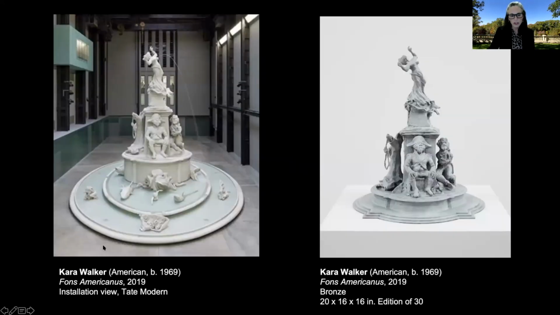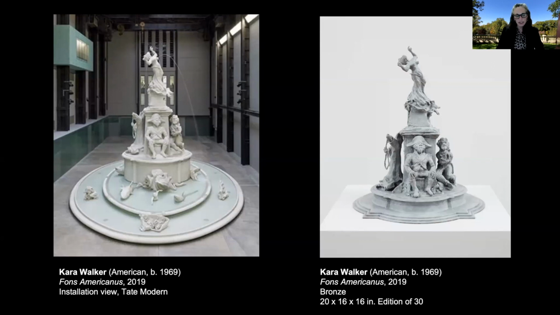So what you're seeing here are two works by Kara Walker. Kara Walker is an artist who many of you have heard of. She's a multimedia artist who investigates the ways in which history shapes our identity. And in particular, she probes the construction of Black identities in the wake of slavery and imperialism. And last year, she was commissioned to create Fons Americanus at the Tate Modern, which is what you're seeing on the left-hand side. And this is a monumental fountain that weaves together histories of the slave trade in Africa, Europe, and America. Apologies for my dog barking in the background.